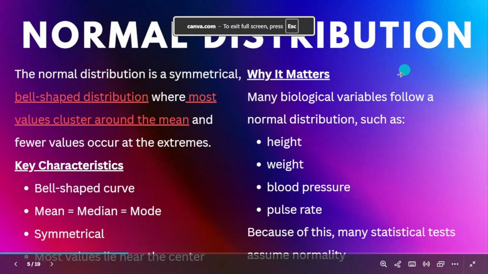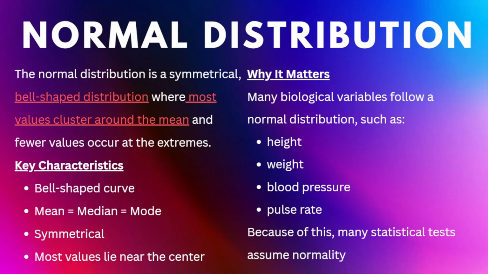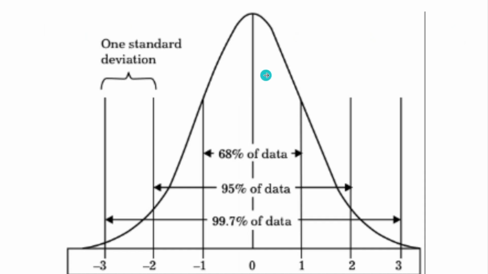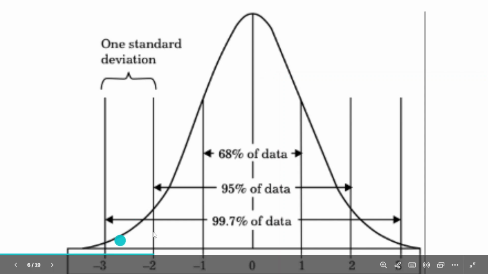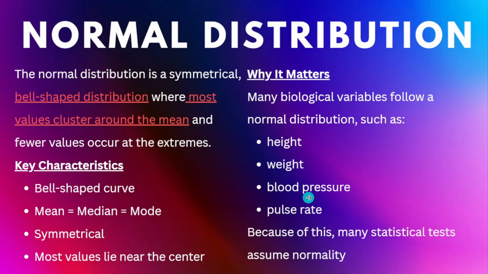We said that normal distribution is used for continuous data sets. So normal distribution is a symmetrical bell-shaped distribution. This is what we mean by symmetrical and bell-shaped. This is the bell shape we're talking about, where most values cluster around the mean and fewer values occur at the extremes. We're going to get deeply into this in a second.